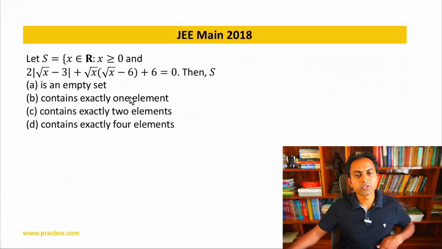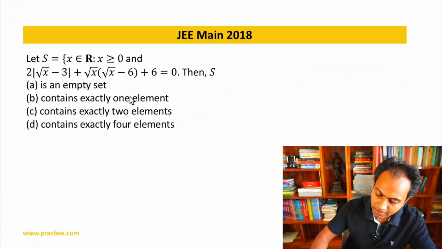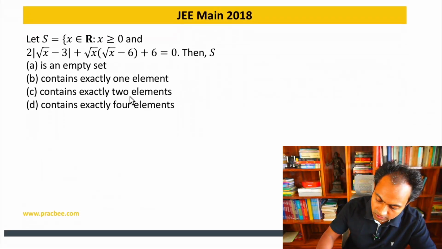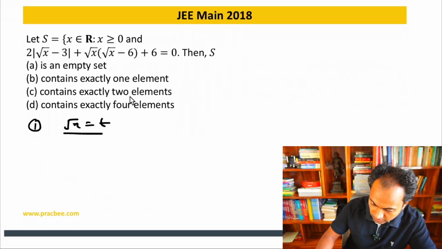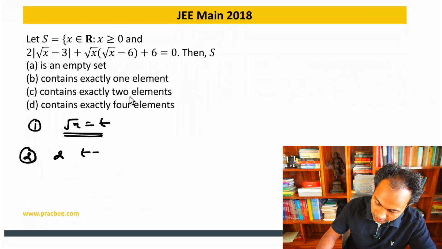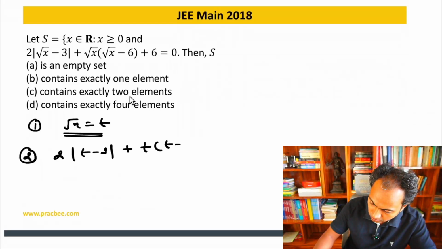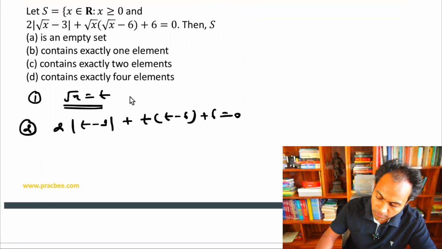Now if I look into this 2018 question, they have given us a modulus equation this time. So in the first place, I can put root of x as t. If I do so, this becomes mod of 2t minus 3, plus t into t minus 6 plus 6, equal to 0. But still I can't solve it because there is a modulus sign here, so I will have to remove it. So I will consider two cases.